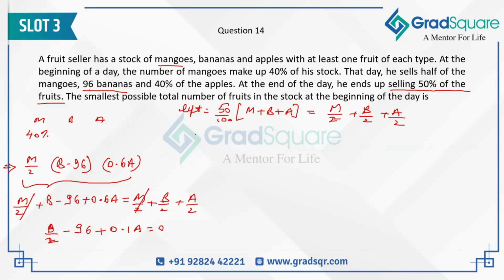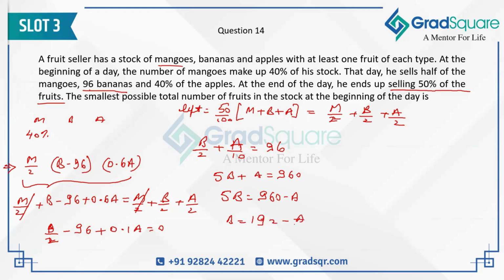If we evaluate this equation a little bit, we are going to get some values from here. Let me look at this as B by 2 plus A by 10 equals 96, which is going to be 5B plus A equals 960. Now 5B must be equal to 960 minus A, and B must be equal to (960 minus A) by 5. So 5 1s are 5, 5 9s are 45, 5 2s are 10, so 192 minus A by 5 is what we are getting over here.